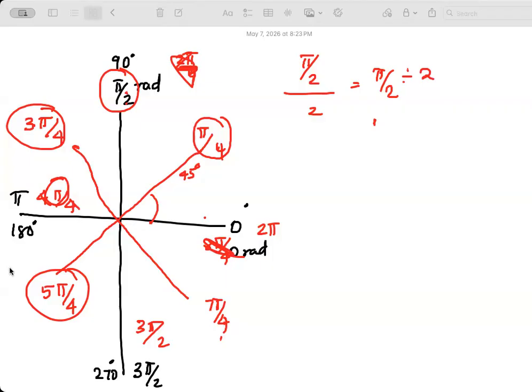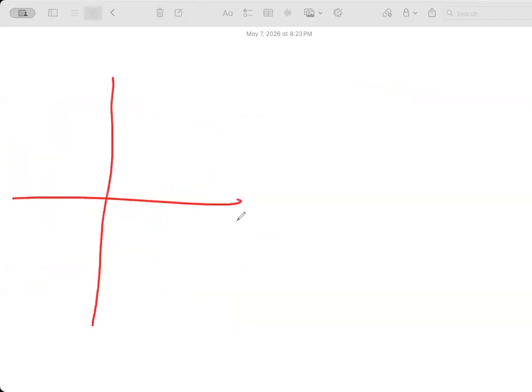Are we clear? Meaning you should be able to get it right off rather than sitting and calculating. This is 0, this is pi. Half of it is pi by 2. This one is 3.5, 1.5, which is 3 by 2 pi.